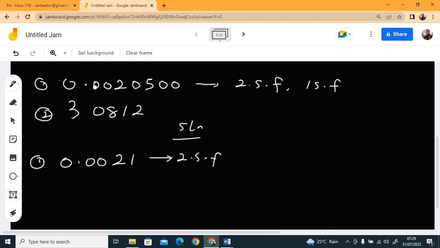Now for one significant, is only this you need. The other one you clear it off, because this is not up to 5. So what is it for one significant? 0.002. This is what? One significant figure.